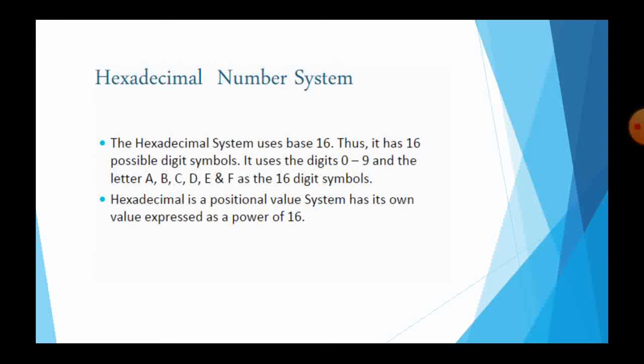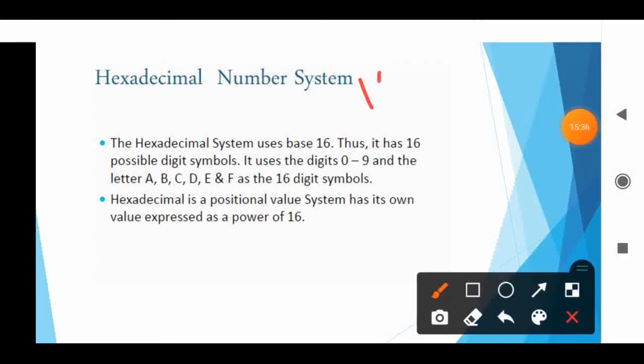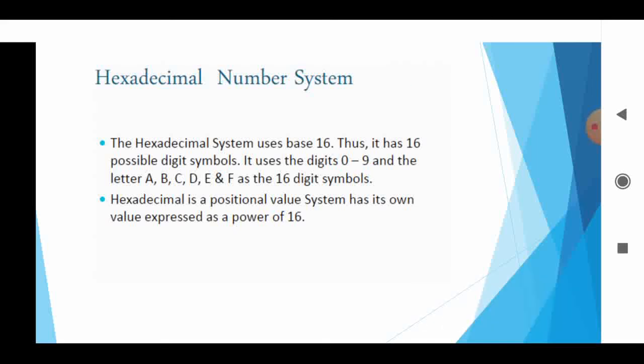Now the next number system is the hexadecimal number system. It is on base value 16. It has the digits 0 to 9, which are numbers, and after that the letters A to F. Hexadecimal means base value 16. It starts with the values 0 to 9 and then the letters A to F.